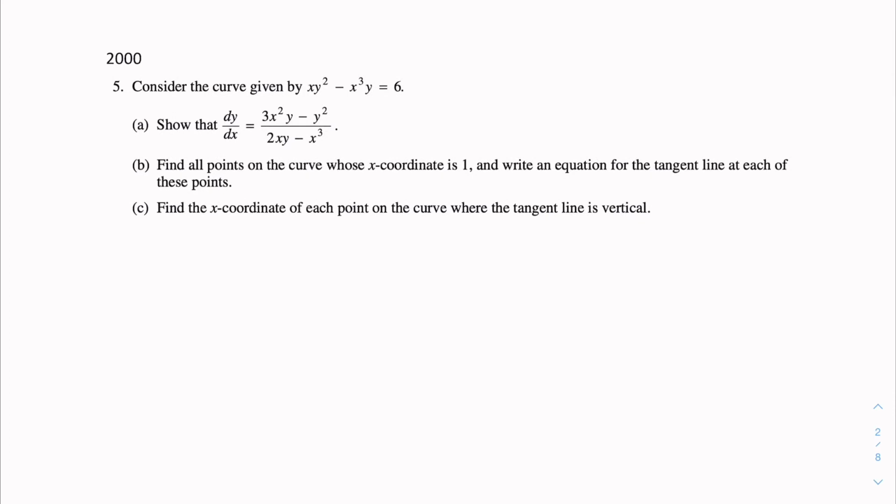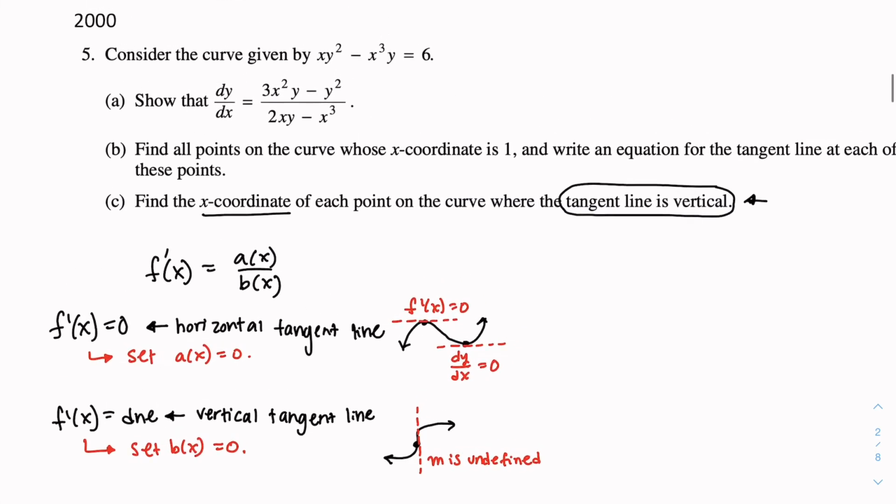Great, so the last part of number 5 says, find the x-coordinate of each point on the curve where the tangent line is vertical. This being the key phrase. So let's talk about what it means for a tangent line to be vertical or horizontal even. So I've pulled up some notes that I want to go over with you, and it says, let's assume that we have a derivative that is expressed as a rational expression, right? So it's a fraction.